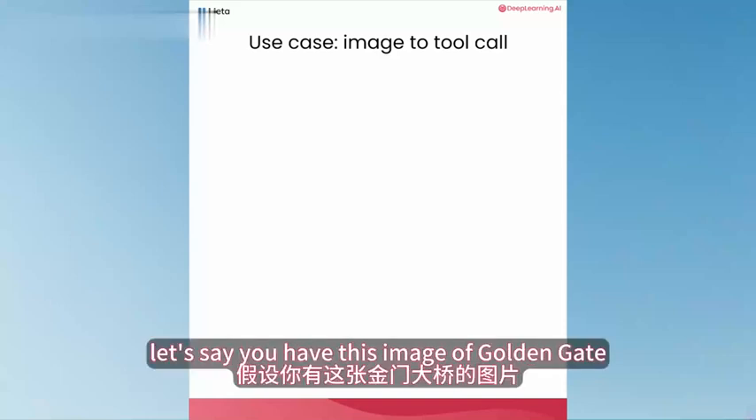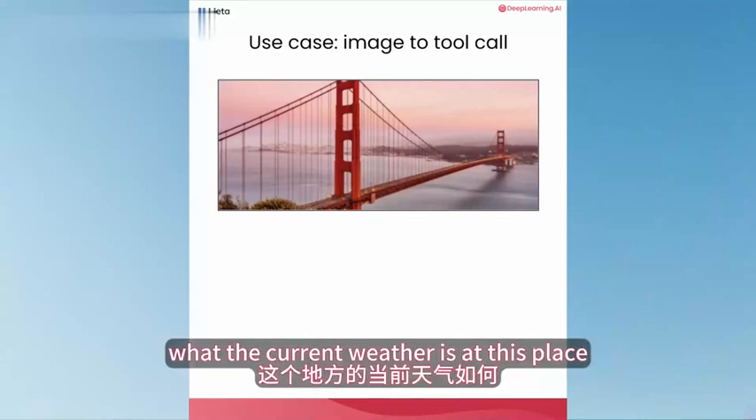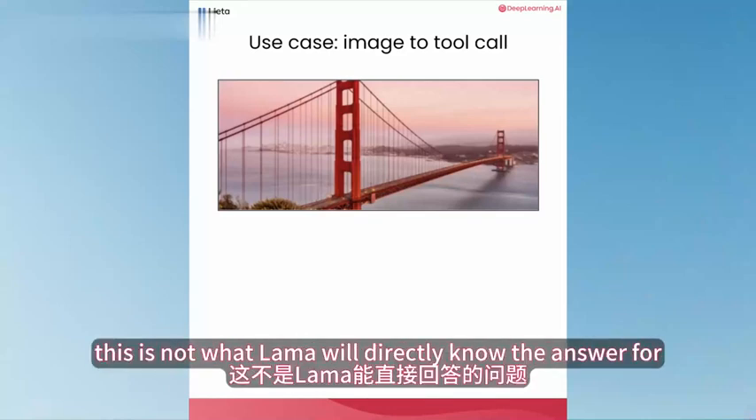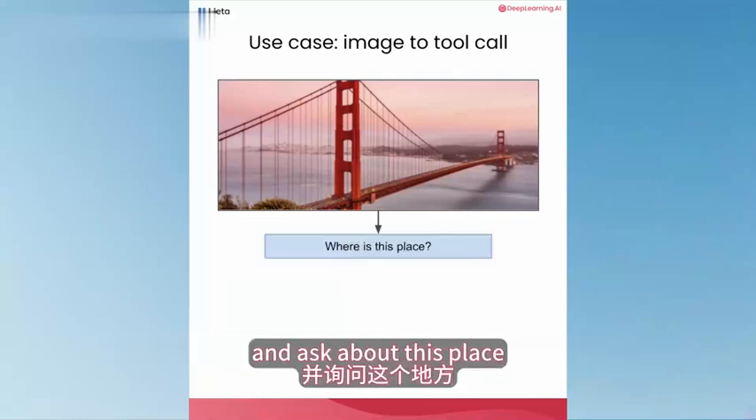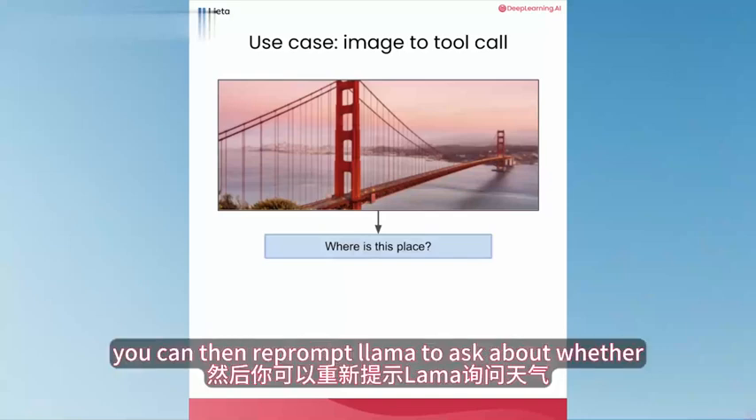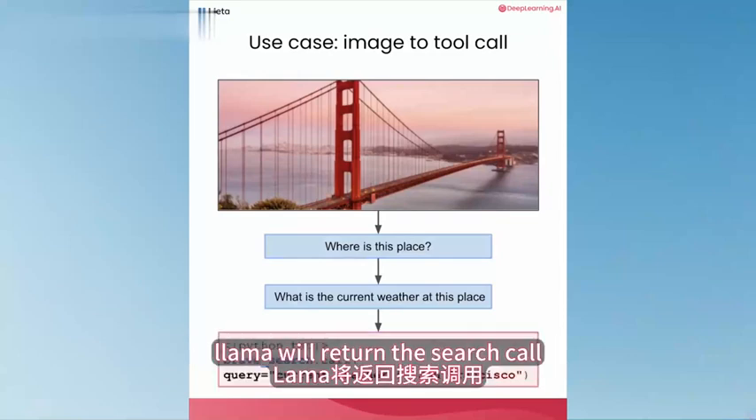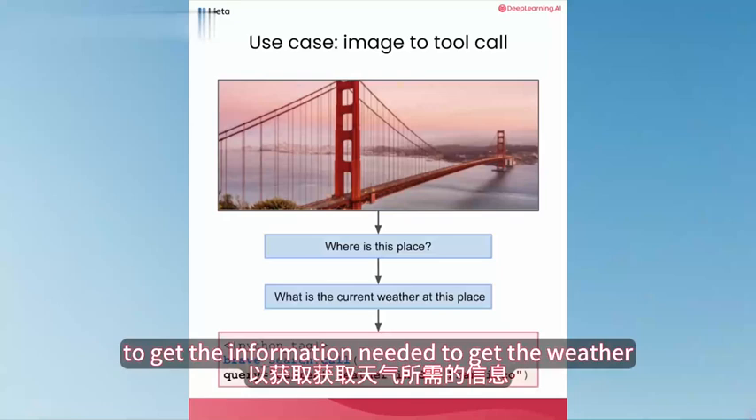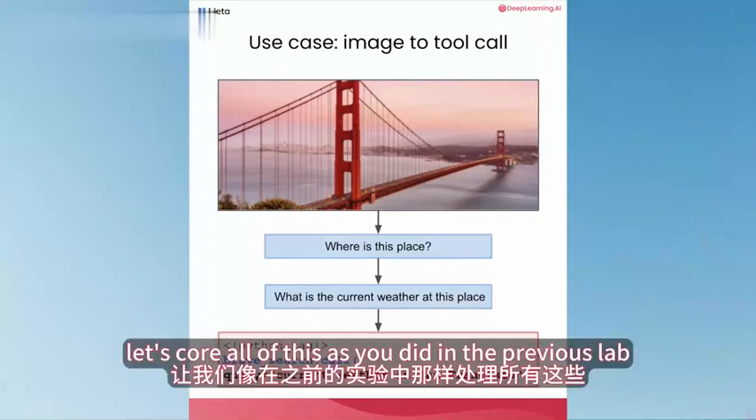Let's say you have this image of Golden Gate and want to know what the current weather is at this place. This is not what Llama will directly know the answer for, but you can pass this image to Llama and ask about this place and its location. You can then reprompt Llama to ask about weather, and if you have enabled tool calling, Llama will return the search call to get the information needed to get the weather. Going from an image to a search tool call seems very exciting. Let's code all of this.